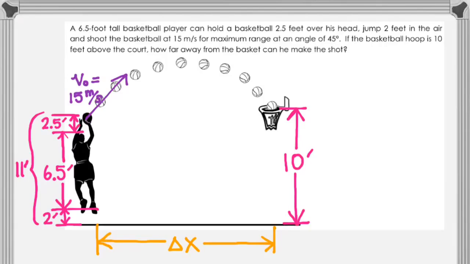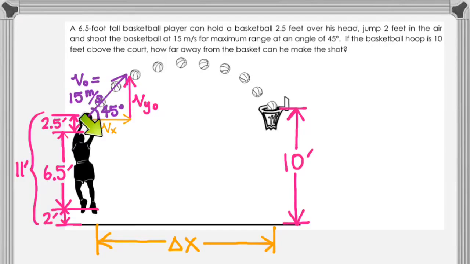And we can then take that and break it into its components. We'll have a component in the x direction as well as a component in the y direction. So remember that the x is constant. We don't have to say vx naught, whereas the y velocity is changing due to gravity, so we do specify it as vy naught, initial velocity in the y direction. We also know that he's going to shoot this basketball at an angle of 45 degrees.